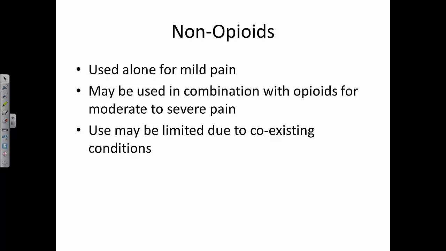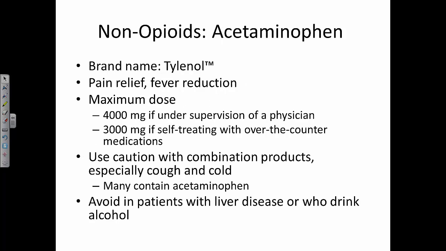Starting out with non-opioids, these are agents that can be used by themselves for the management of mild pain. They can also be used in combination with opioids for moderate or more severe pain. But often the use of these agents for pain is limited due to the presence of coexisting conditions. But what does that really mean?